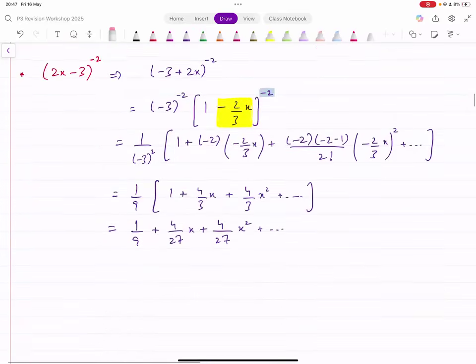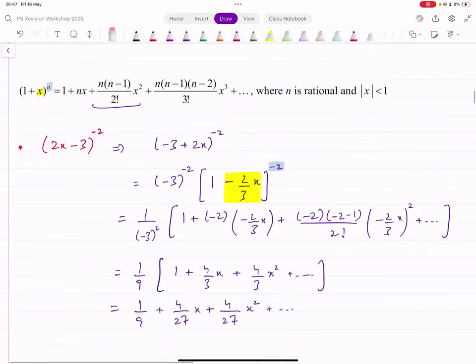Okay. Now, you could have something like this, (2x minus 3) whole raised to power negative 2. Now, in this case, you see what's happening? The first term is not even a constant. It's something in terms of x. How would you expand this? First of all, you'd have to make the constant the first term. So you can rearrange this, right?